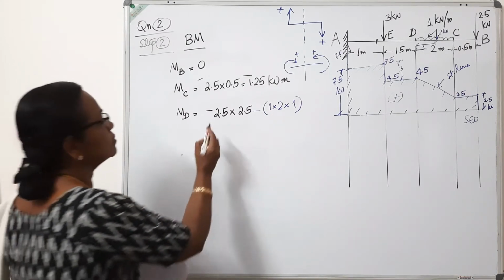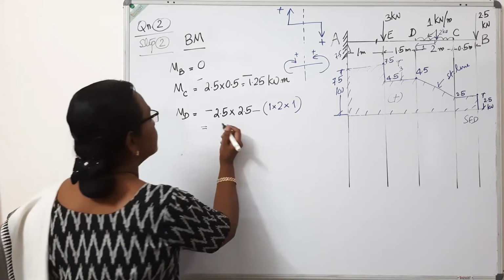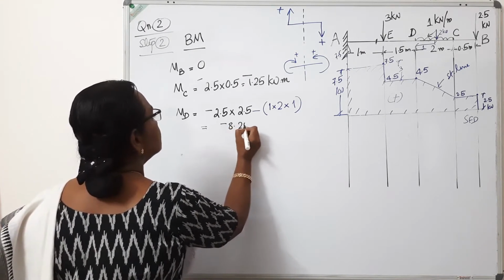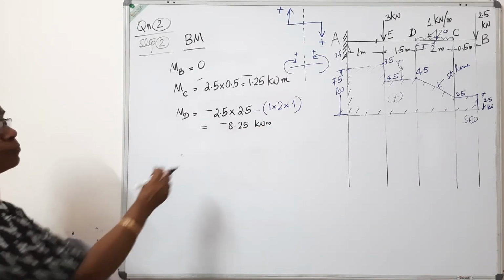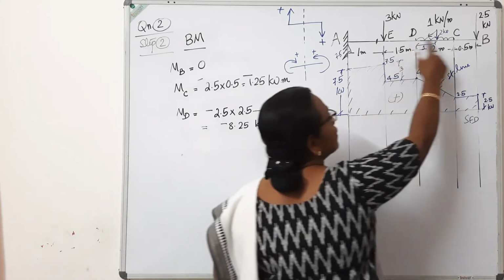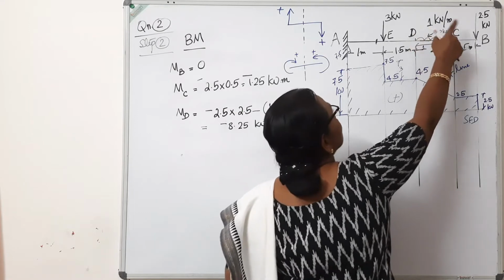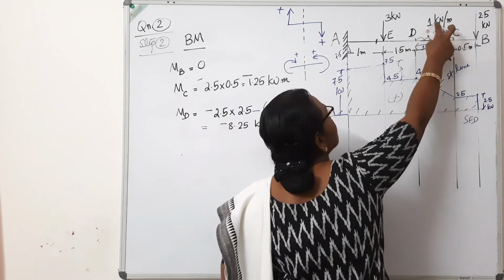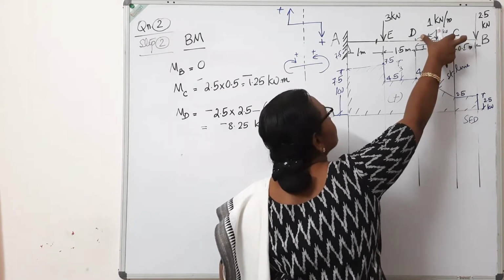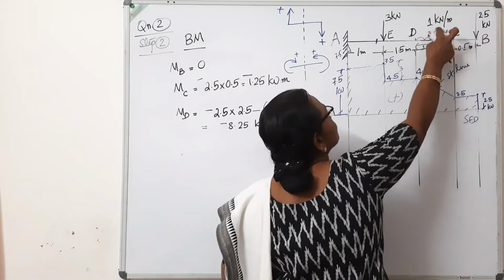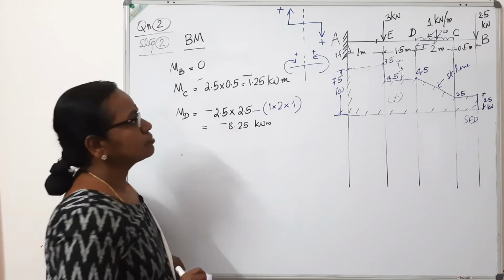So this works out to minus 8.25 kilonewton meter. Hope it is clear. At the point D, 2.5 acts at a distance 2.5. This 1 kilonewton per meter UDL can be treated as 1 into 2, a load of 2 kilonewton acting at the center of that distance, that is at 1 meter from here. So 2 into 1, that will be the moment, that is negative.